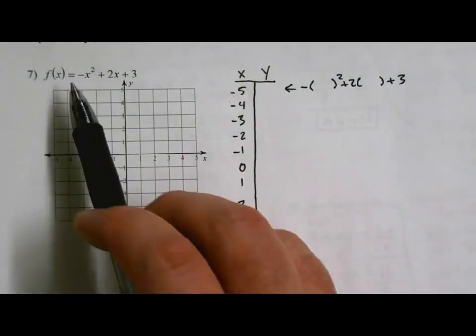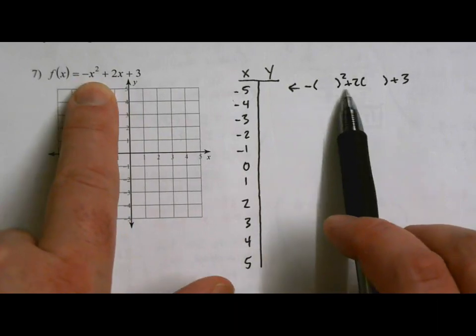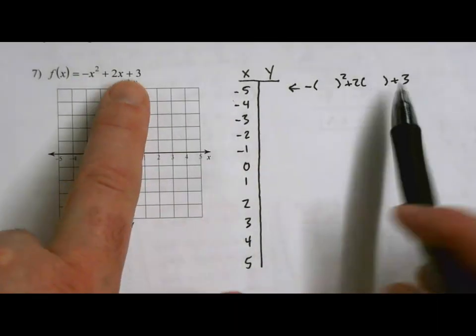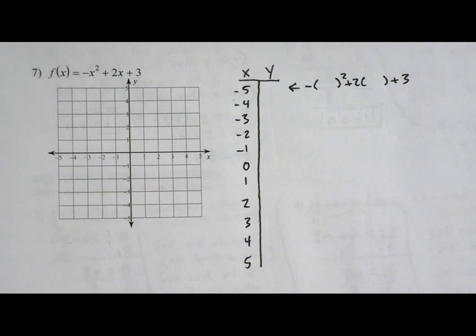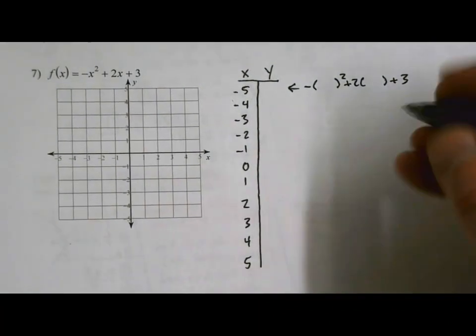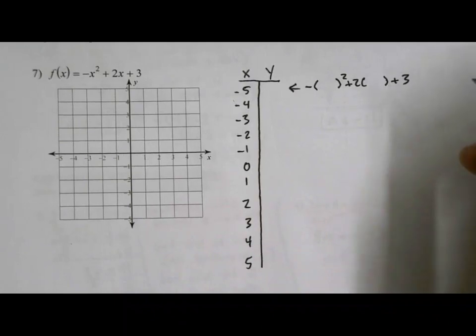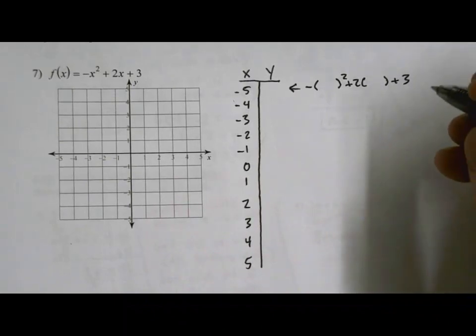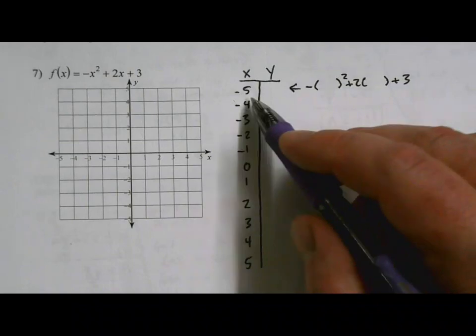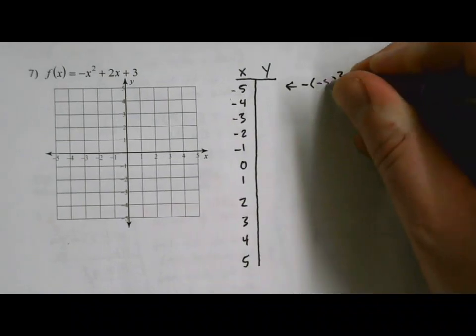Same equation though: -x² plus 2x plus 3. Now those parentheses are super important, especially if you're using a calculator. Please do not leave out those parentheses. You're going to find yourself getting incorrect answers. All right, in place of the x's, we need to put our x value, which is -5.